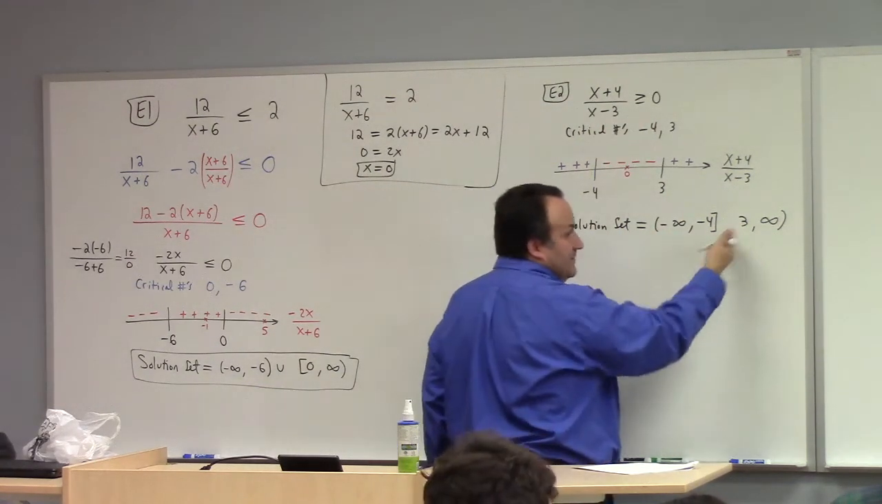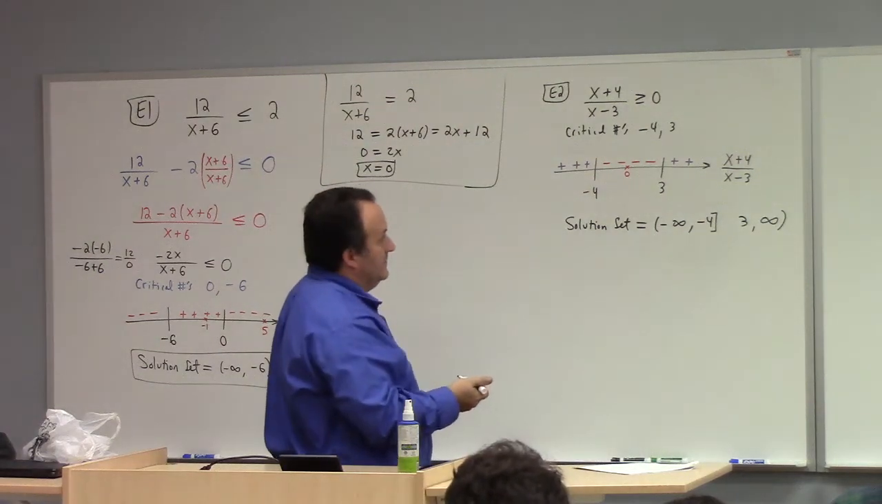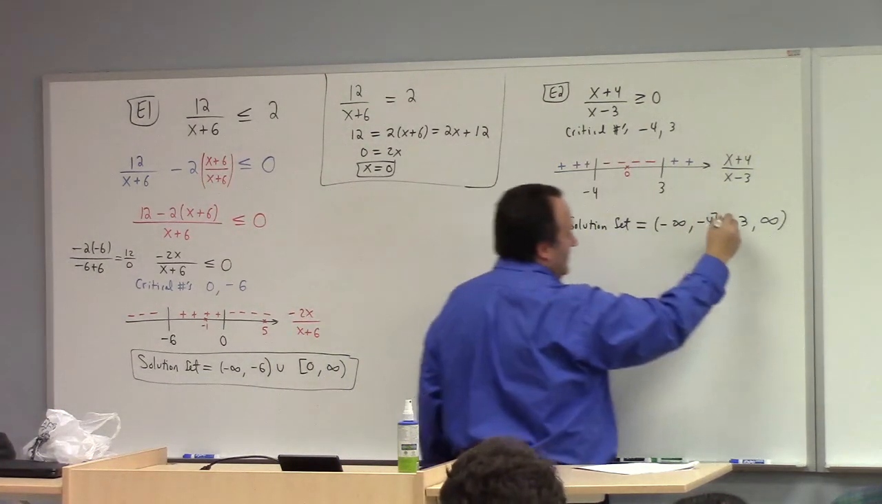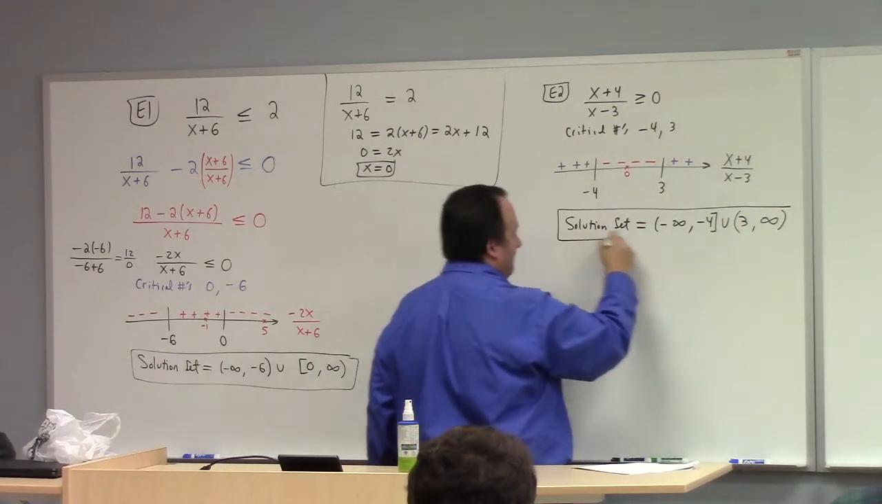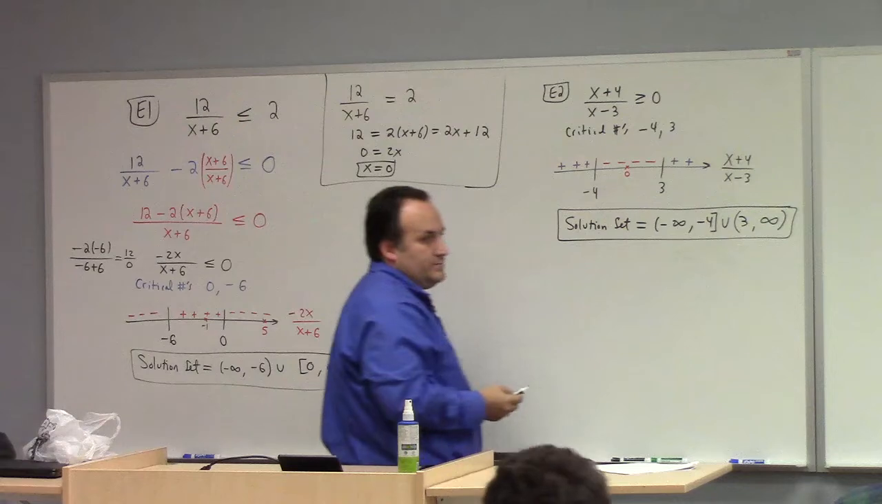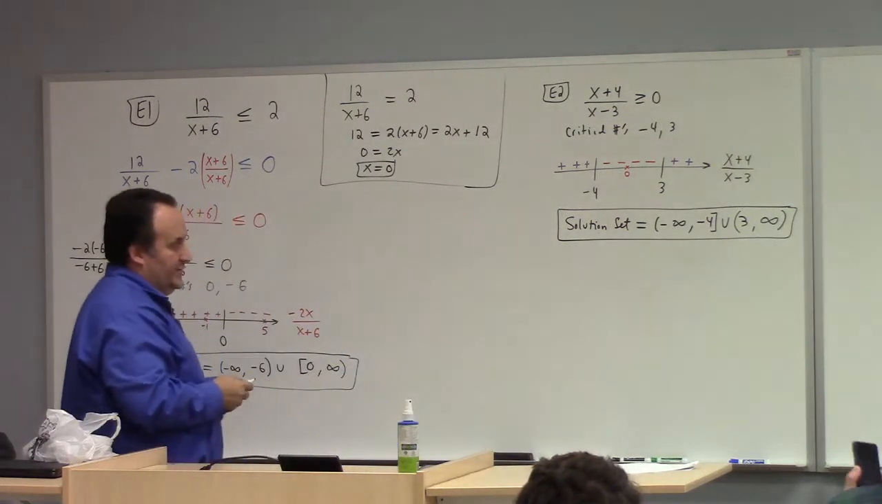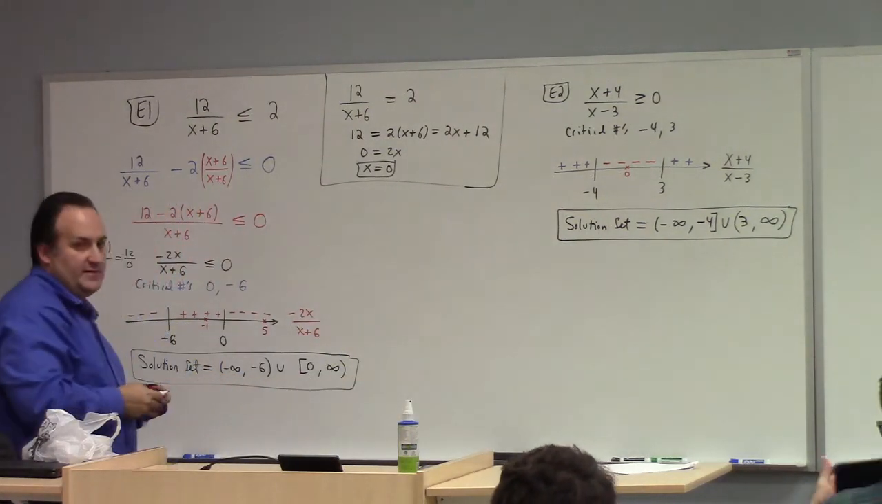How about plugging in 3? The denominator is 0, which means we must exclude it. So there you go. And that's because we were looking for the positives. Exactly, we're solving greater than or equal to 0. All right, I got you.